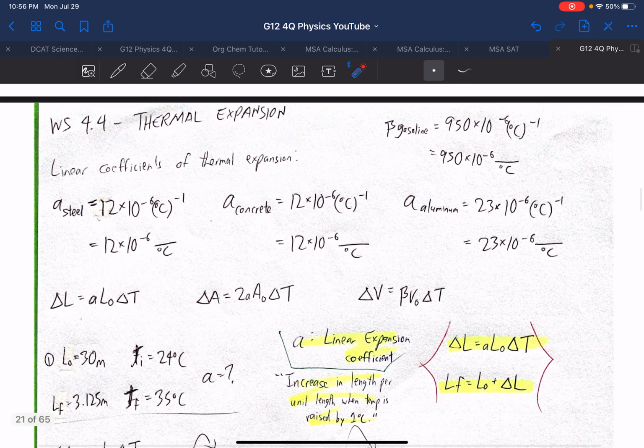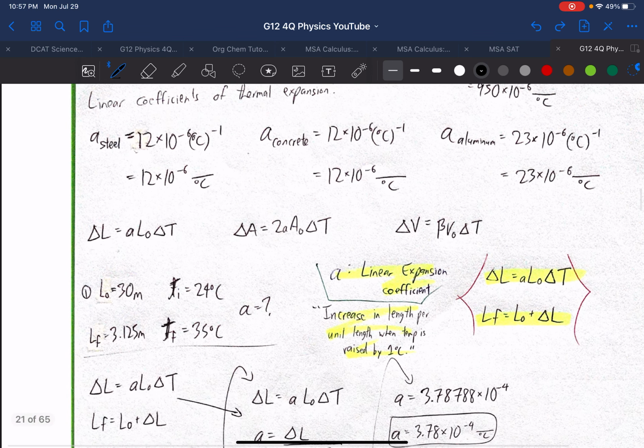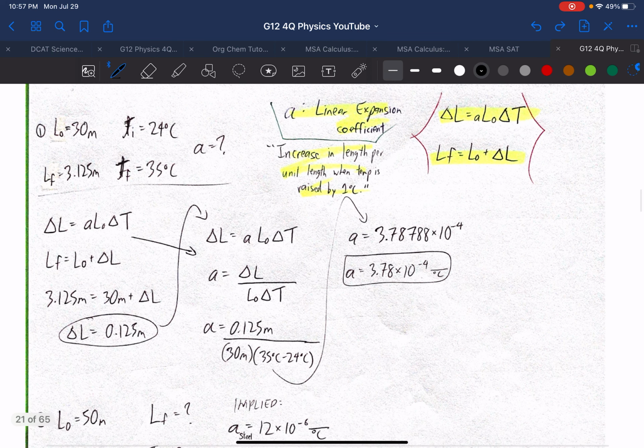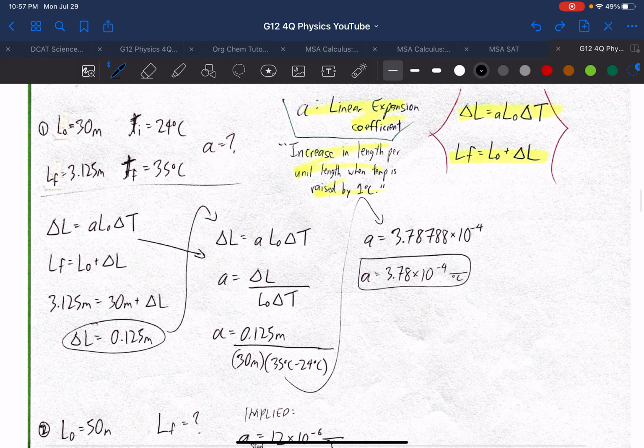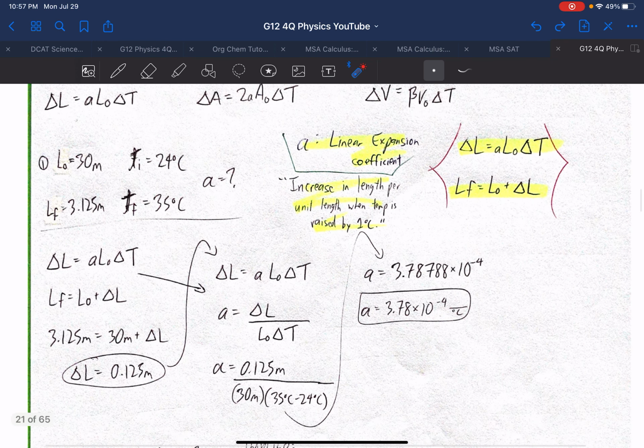Like what I said earlier, these are fixed values on linear coefficients of certain things such as steel, concrete, gasoline, aluminum. So let's try number 1. Let's see how I was able to solve it. So we're given LO and LF. Sorry, LO is 30 meters. LF is 3.125.